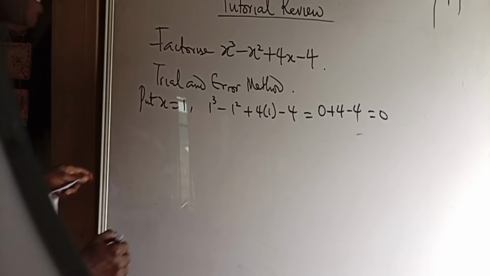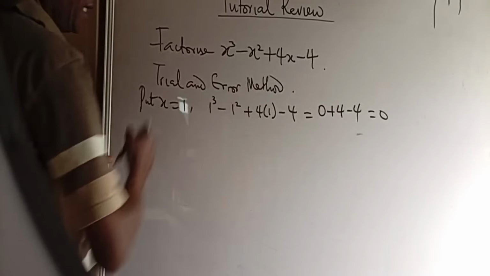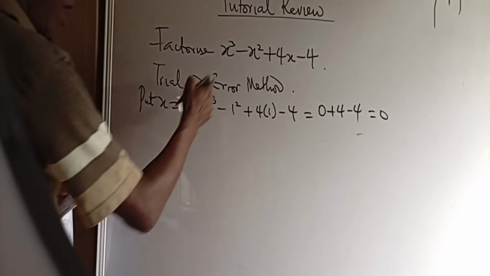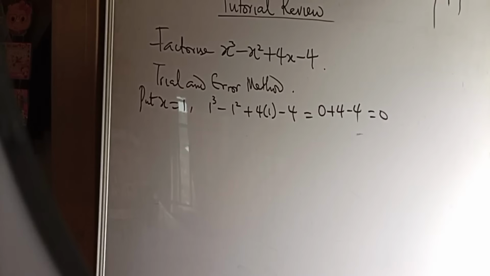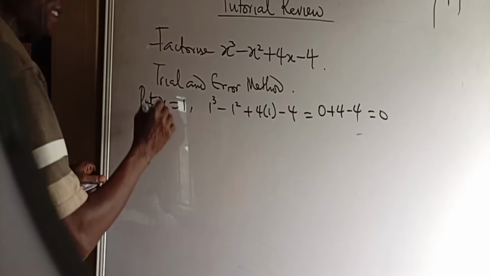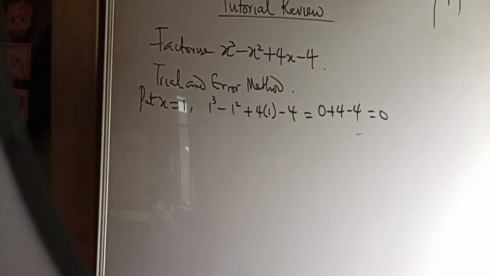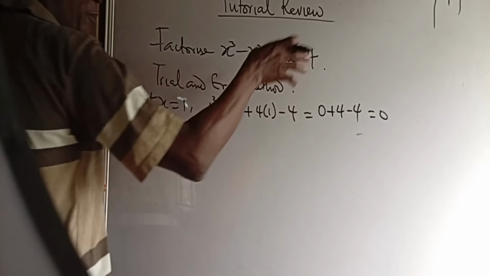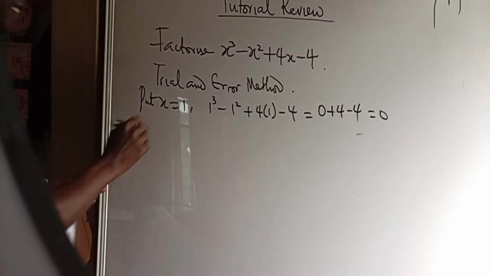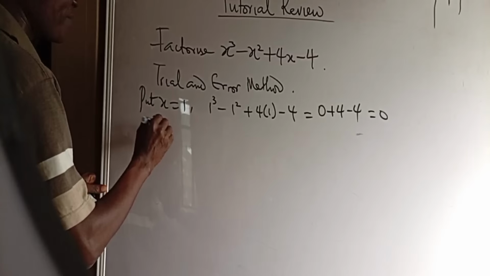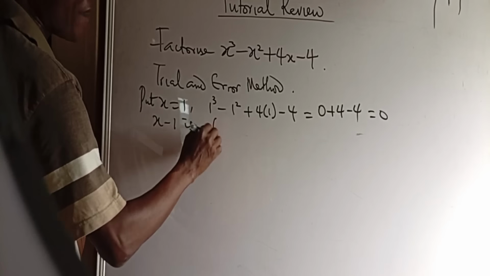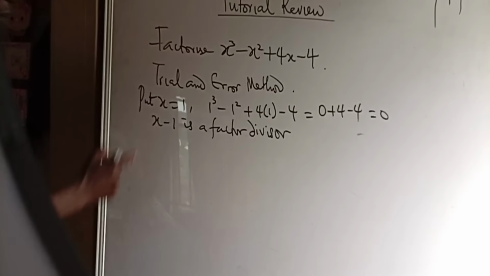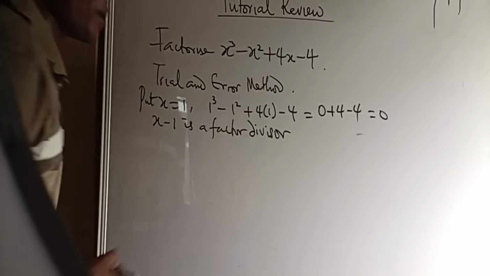So you see that when we put x to be 1, the polynomial becomes 0. So x equals 1 is a factor, because when we put 1 into this expression, we get 0. So you bring 1 here, and x minus 1 is now a factor, a divisor. We call it a factor divisor, because when we put x equals 1 there, the polynomial expression gives us 0.